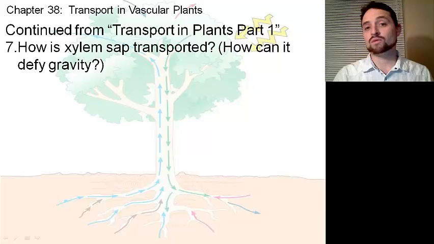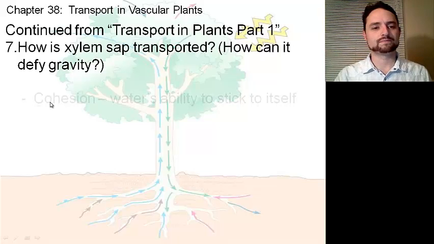First you need to think about what xylem sap is. Xylem sap would be water primarily, although there are going to be minerals and different things like that mixed in, and that's why it's called xylem sap as opposed to just saying water in the xylem. So how can it defy gravity is really the question. How does it go up instead of down? Because it should go down.